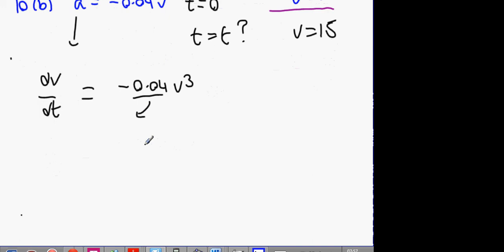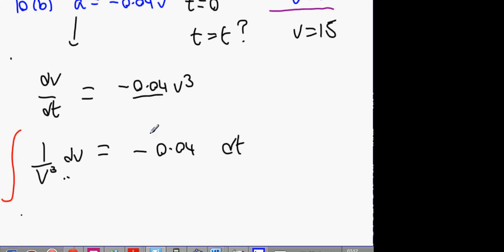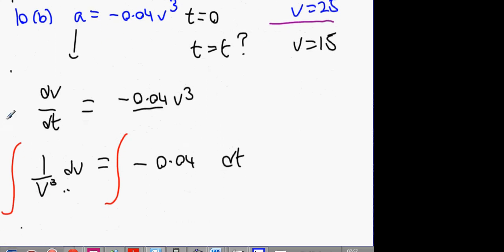Multiply the 0.04 v cubed down again. Actually, leave the 0.04 where it was, because it makes it easier. So what we're going to get is 1 over v cubed dv equals minus 0.04 dt. Stop there. Bring in your integral signs and pair them up. So what we're going to get is 25 and 15.